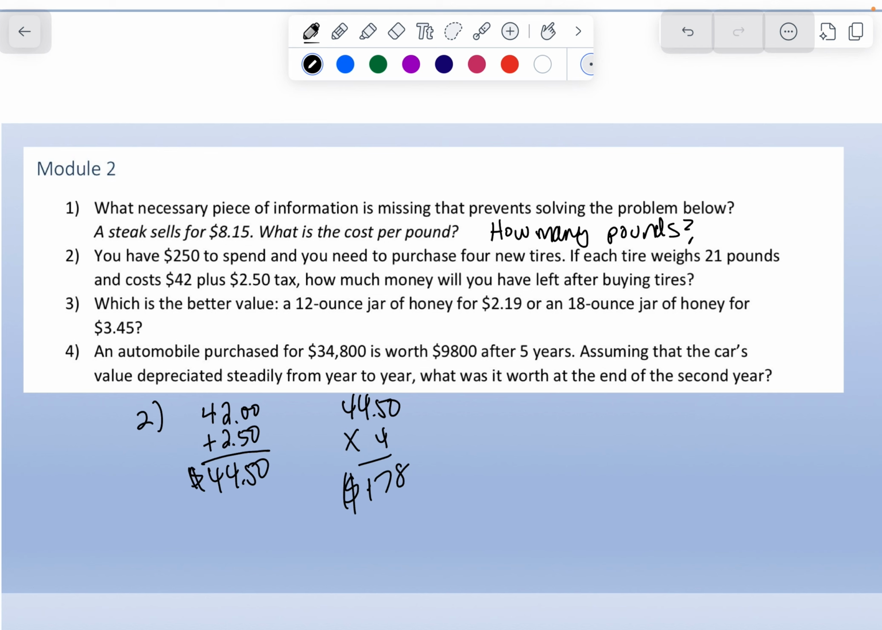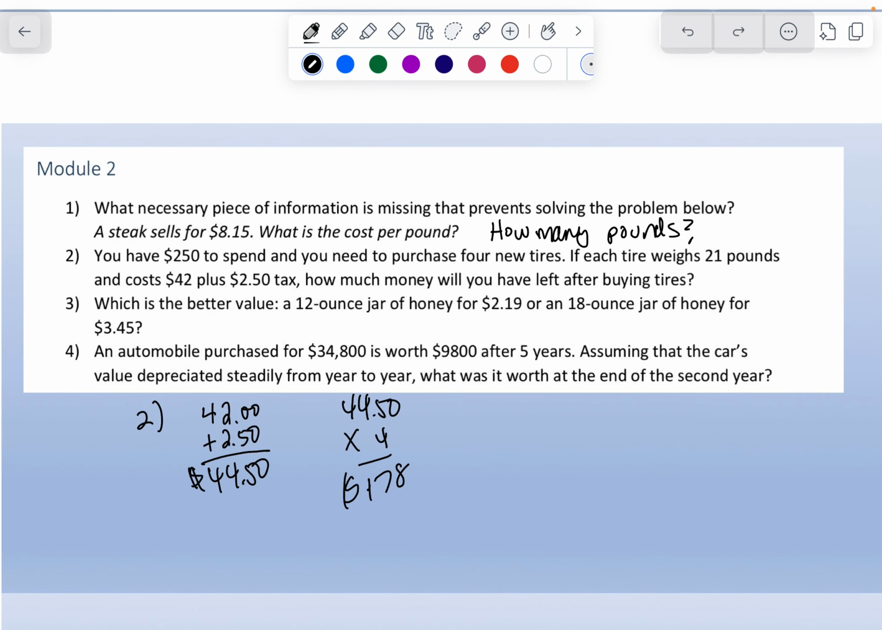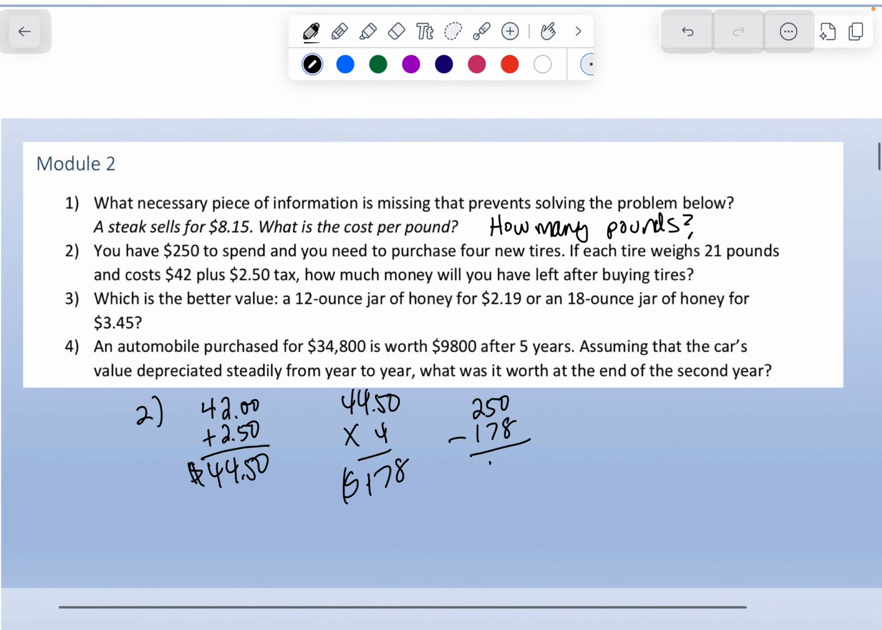Now, if they said, what is the cost for you to buy the tires? It'd be $178. But they did ask, if you have $250 to spend, how much money is left? So I like to always, when it's a word problem, read that question one more time. Are you answering the question given? Okay, so we're going to take 250 minus 178, and the answer for that would be $72 would be left. Okay, so that's how we would do number 2.